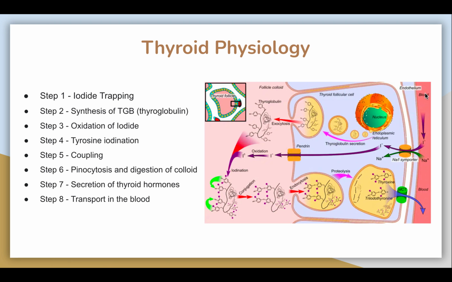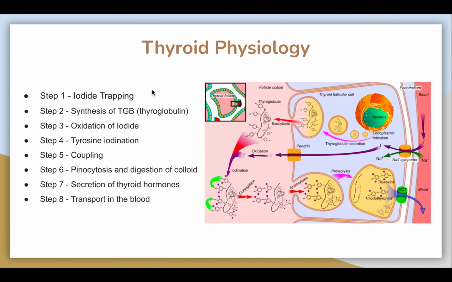Iodide comes from the bloodstream, as the thyroid gland is a highly vascular organ. It has superior and inferior thyroid arteries, and in some individuals you have the thyroidea ima artery. You first undergo iodide trapping. You need iodine in order to make your thyroid hormones, and it is carried via the sodium iodide symporter, whereby two substances are brought within the cells through transport.